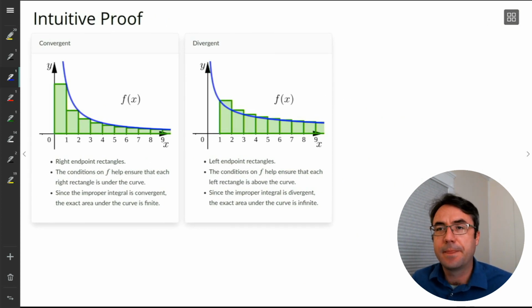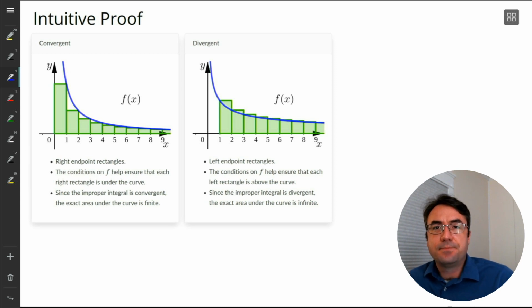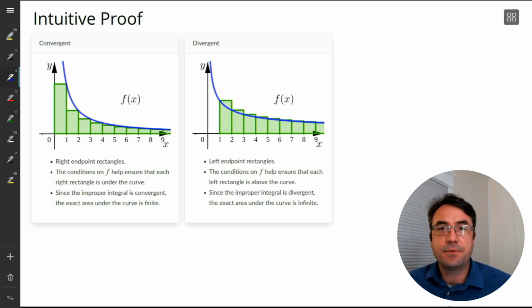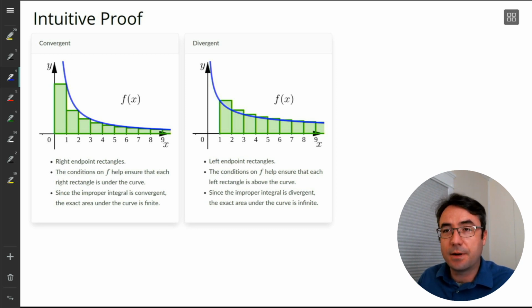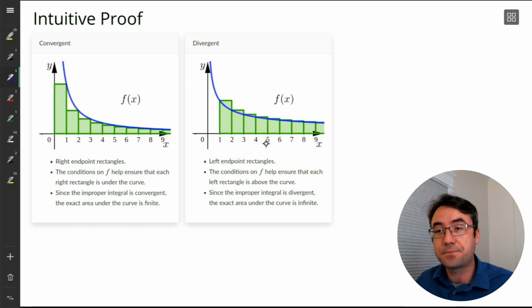All right. So why does the integral test work? We're going to give an intuitive sketch of why the integral test is true. And we're going to consider two cases: the case where our improper integral is convergent and the case where our improper integral is divergent.